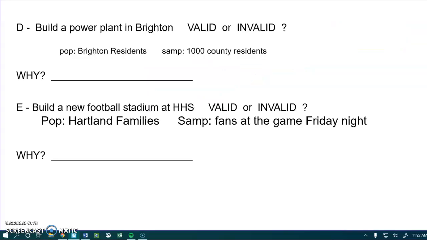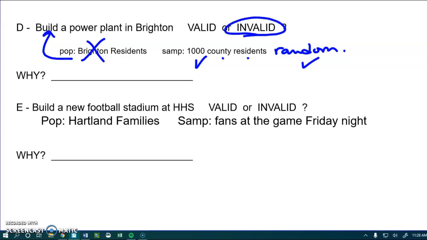How about, do you want to know if Brighton residents want to build a new power plant? And you talk to 1,000 county residents. Random. Well, that sounds like enough people. Sounds random, that's good. But if you talk to county residents, you're looking at people other than Brighton. Okay, so you have to also make sure it represents your population.